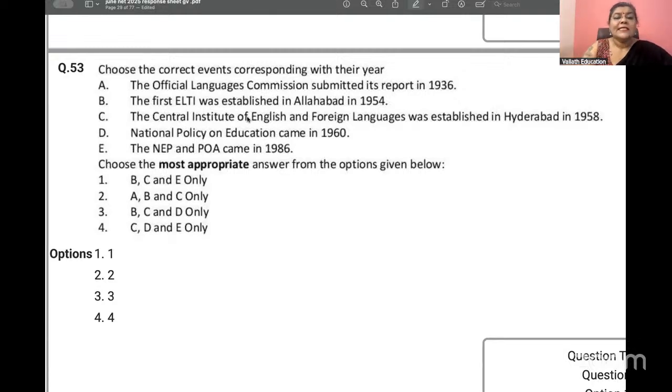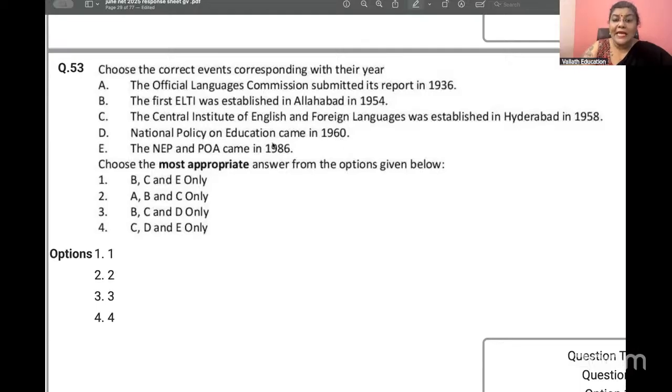Doesn't matter. CIEFL was established in Hyderabad in 1958. Maybe you don't know that also. Unless you are a student from CIEFL, you wouldn't know. Doesn't matter. You don't have to know. National Policy on Education. That is very famous. It came in 1968, not 1960.